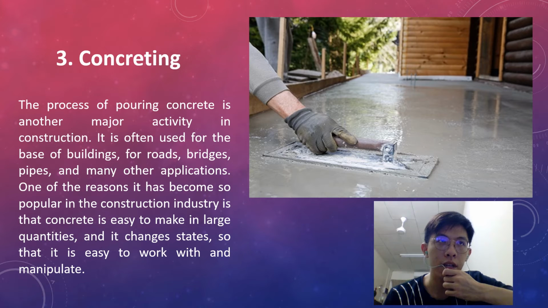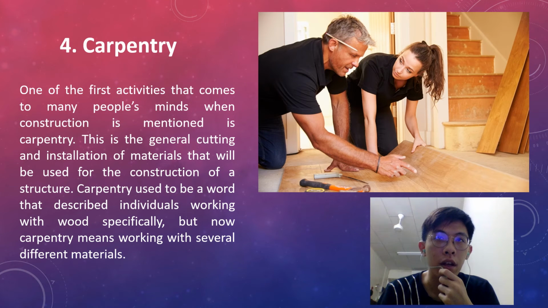One of the reasons it has become so popular in the construction industry is that concrete is easy to make in large quantities, and it changes states, so that it is easy to work and manipulate. And number 4 is carpentry.